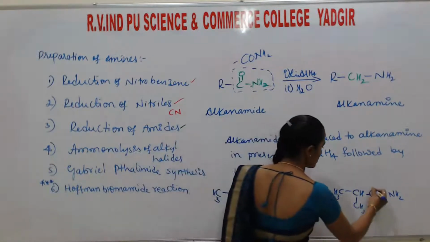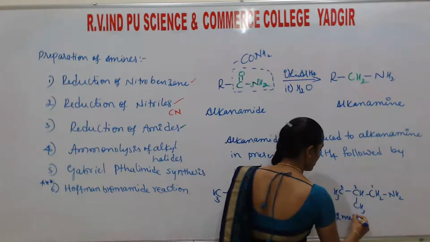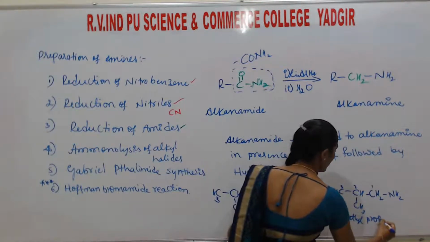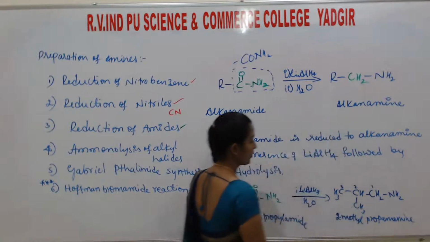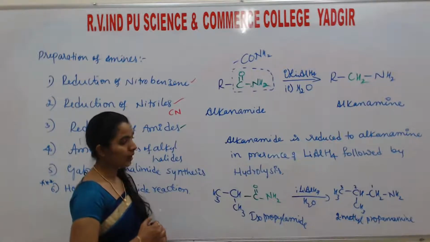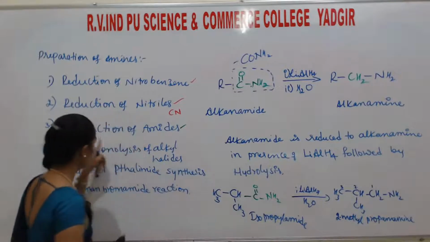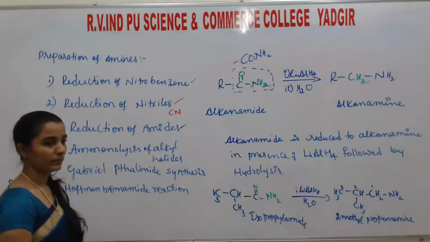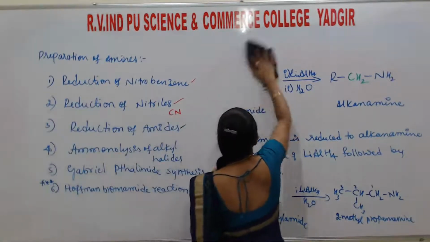So this one is 1, 2, 3. In the second position a methyl group is there, so 2-methyl. 1, 2, 3 carbon atoms means propylamide. Okay, so 2-methylpropylamine is the answer. This is reduction of amides to amines. So next we will discuss ammonolysis.